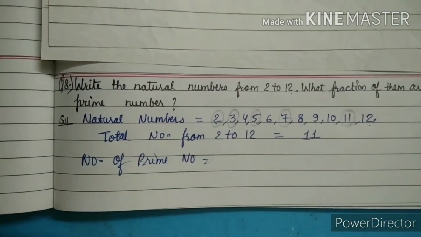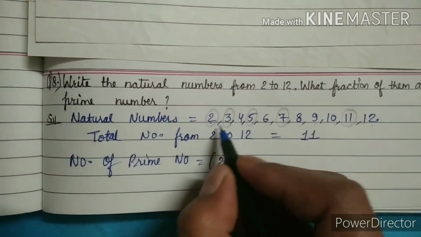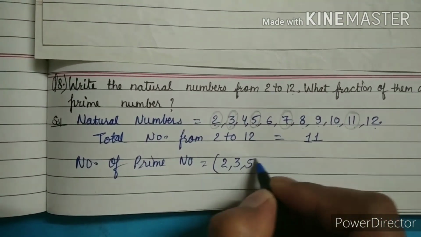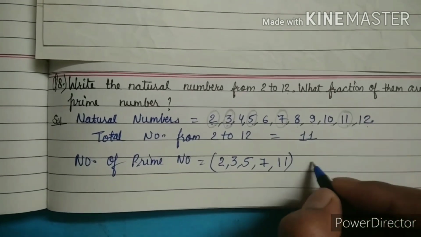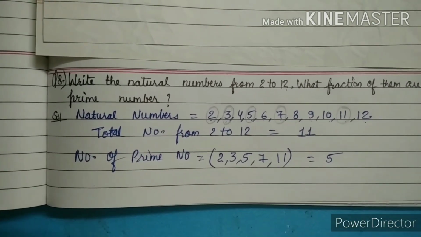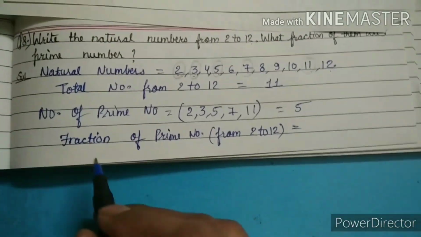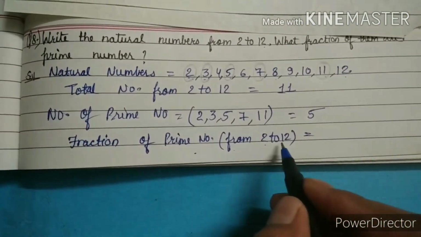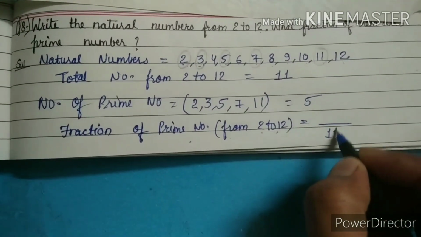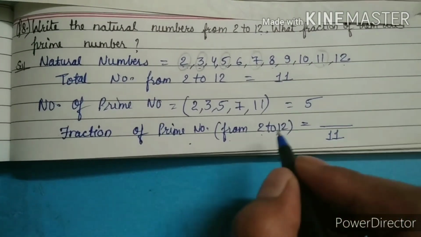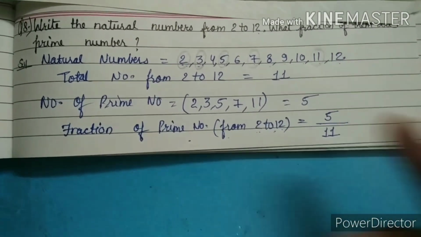So number of prime numbers, firstly we will write in the bracket how many prime numbers are here: 2, 3, 5, 7 and 11. How many are they? They are total 5. Now we have to write the fraction of prime numbers. So fraction of prime numbers from 2 to 12. So how many total are they? They are total 11. And how many prime numbers in between 2 to 12 is 5. So this is the fraction of prime numbers.